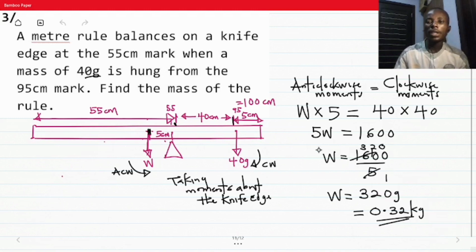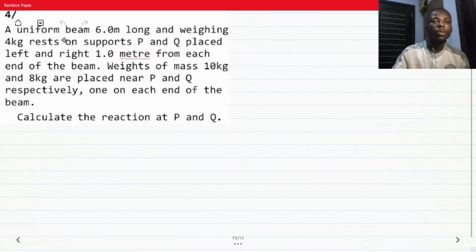We have the fourth example. A uniform beam 6.0 meters long, weighing 4 kg, rests on supports P and Q, placed left and right 1.0 meters from each end of the beam. Weights of mass 10 kg and 8 kg are placed near P and Q, respectively, one on each end of the beam. Calculate the reaction at P and Q.